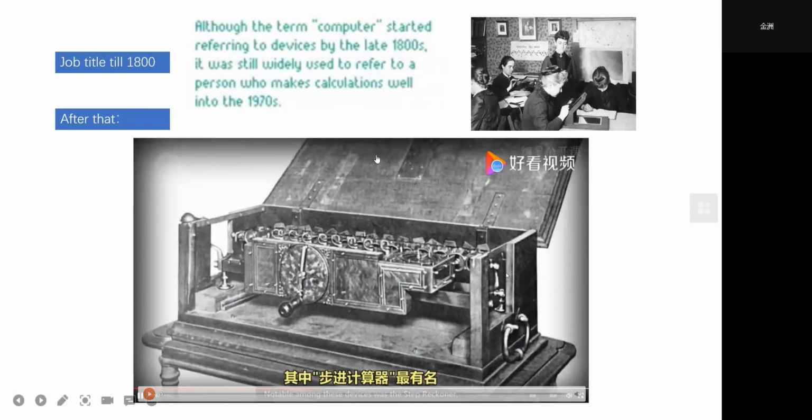So until 1800, until that year, the computer referred to a job title, right? And after that, in fact, it refers to machines that do the calculation instead of human beings. So we can check this historical development.